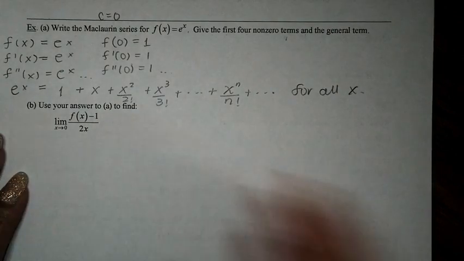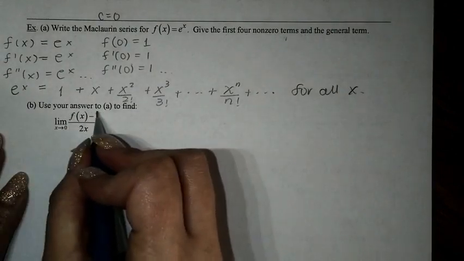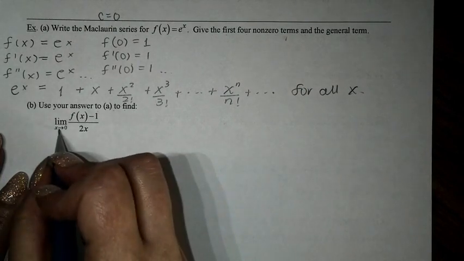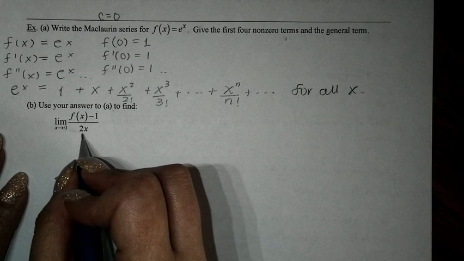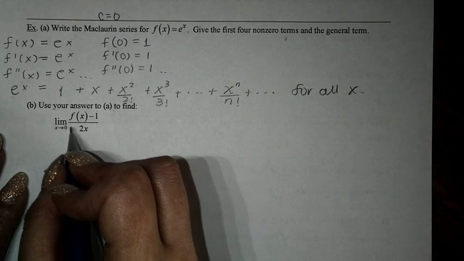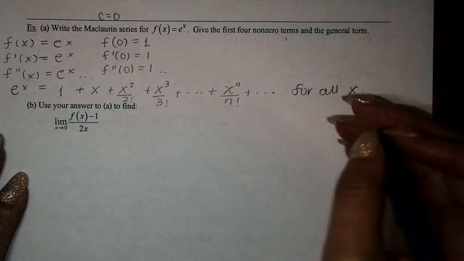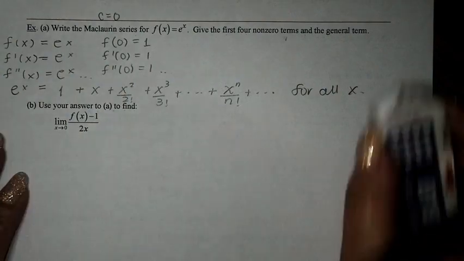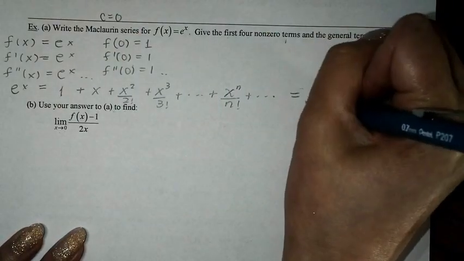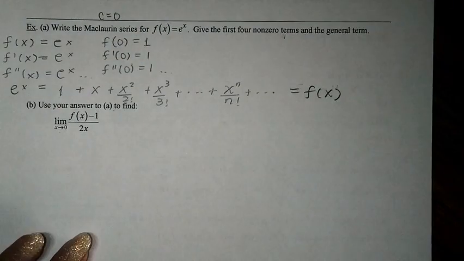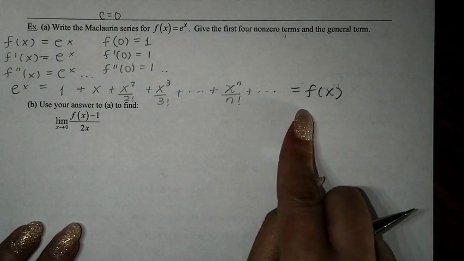Now they ask you this one that is very interesting. Use your answer to A to find the limit when x approaches 0 of f of x minus 1 divided by 2x. You are like, okay, so what we have here is, let me erase this for the sake of space. Okay, so you do have that all of this is f of x, whether it looks nice or not.